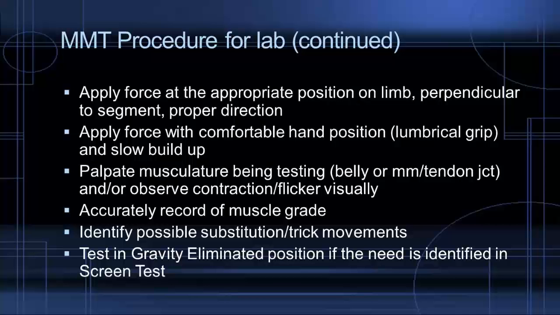Like I was saying with shoulder flexion, the possible substitution might be that you extend your spine to try to get that arm up higher. We're going to test if they don't pass the screen test, meaning they can't go through full active range of motion against gravity. We are going to put them in a gravity eliminated position, and we're going to test in that position. So while we're in lab, we will try different variations of positions against gravity and gravity eliminated positions, and we'll see what we can do. A lot of times the gravity eliminated positions tend to be either supine or side lying, depending on what the muscle is.